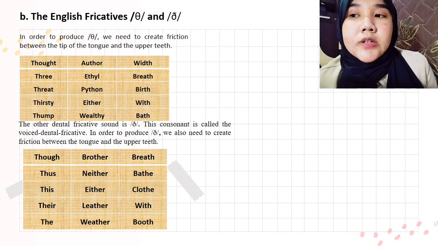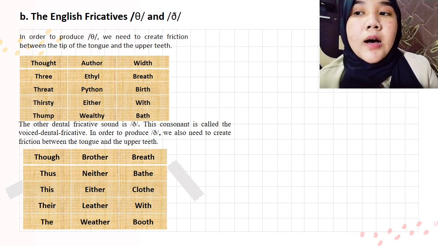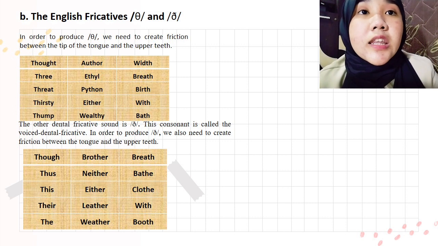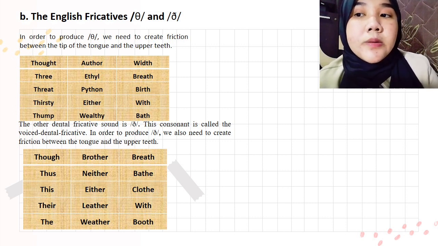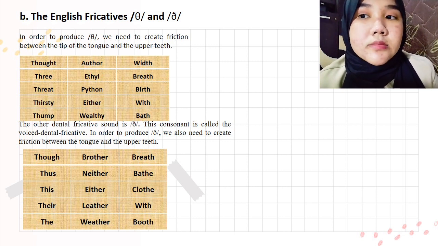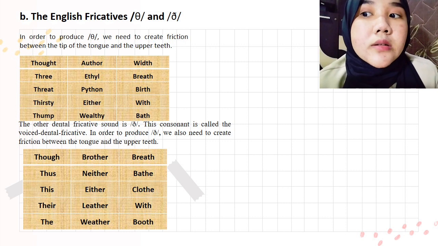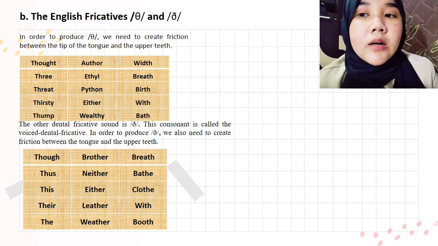The beginning of a word: tough, tree, treat, thirsty, thumb. The middle of a word: author, ethyl, piton, peter, wealthy. The end of a word: with, great, hurt, with, pet.